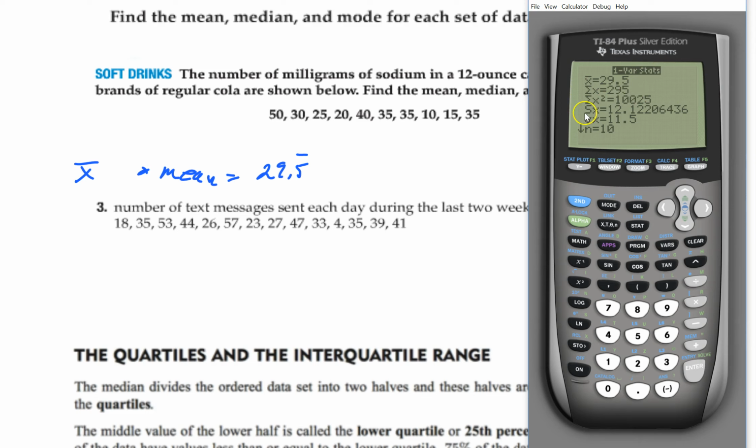Here are some other values. That's standard deviation and the other standard deviation. We'll talk about that more later. And the total number of values you have. We had 10 total values. And then look how you scroll down. There's the min. There's the max. If I want to find the range, I can subtract them. There's Q1, Q3. We'll talk about that in a second. And here's the median, 32.5.